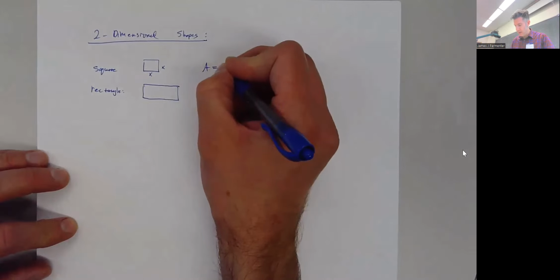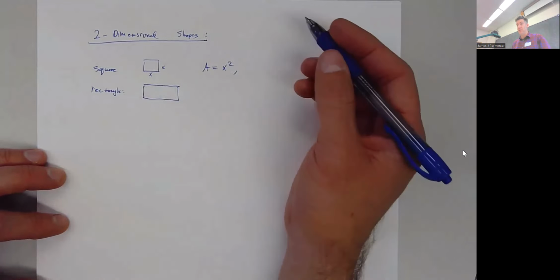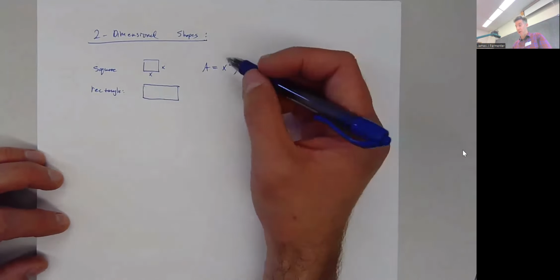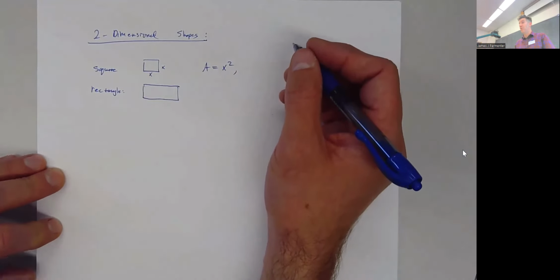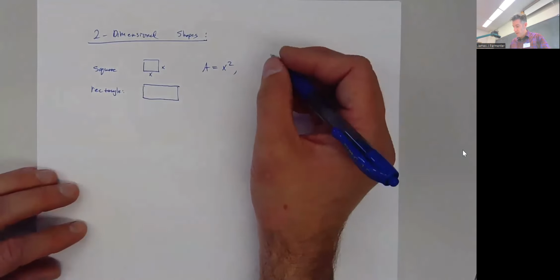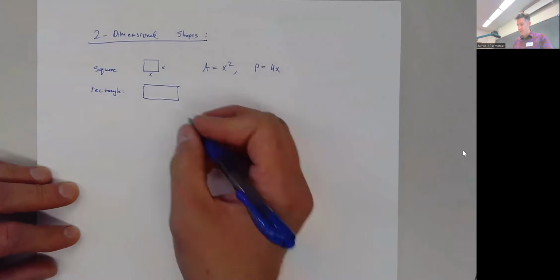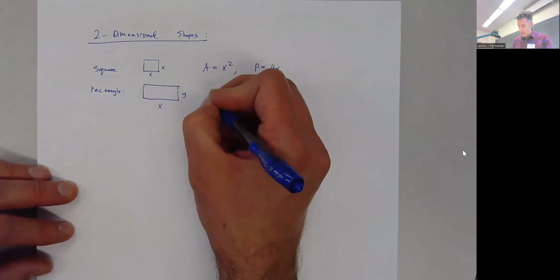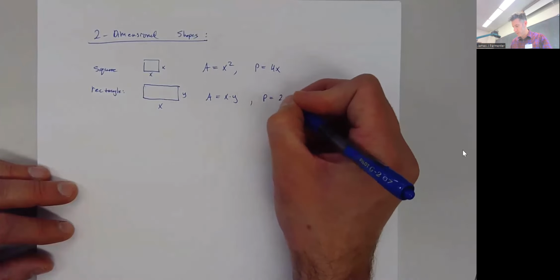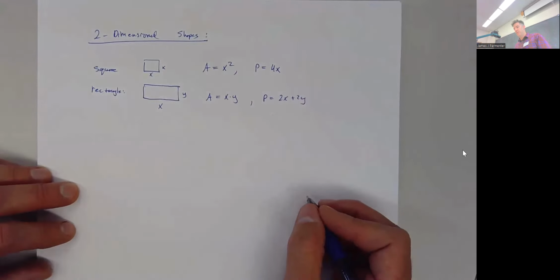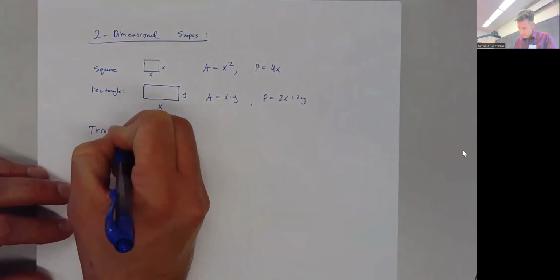The area of a square is X squared, which is, I think, the reason why we say X squared rather than X to the 2. That's how you get the area of a square. Just like when you do X cubed, the volume of a cube is X times X times X, X to the 3rd. The perimeter here is X plus X plus X plus X. For a rectangle, it's a little bit different. The area is X times Y. The perimeter is 2X plus 2Y. Let's see, what other shapes do we need to talk about? Triangle.